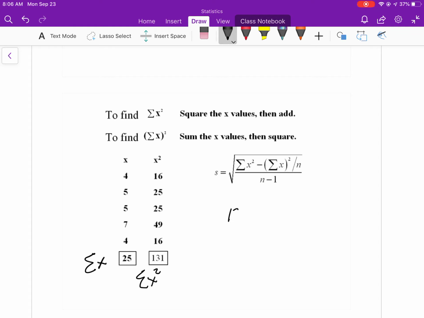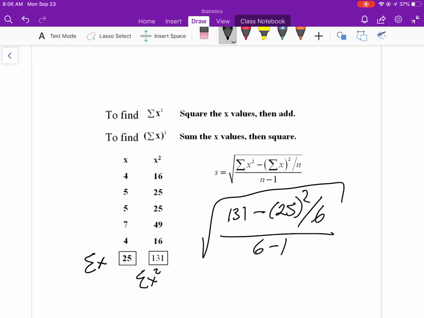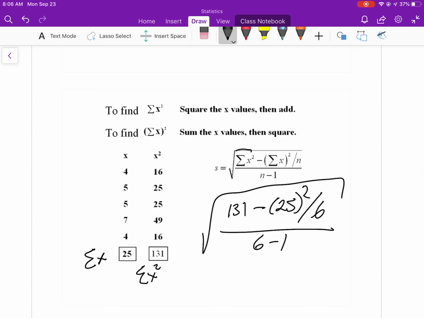That's the first number I see, 131, minus 25 squared over my 6, all over 6 minus 1, and then take the square root of that to get my standard deviation. Now, if I take 25 squared, that's not going to be the same thing as 131, so the sum of x squareds, this guy right here, is not the same as that term.